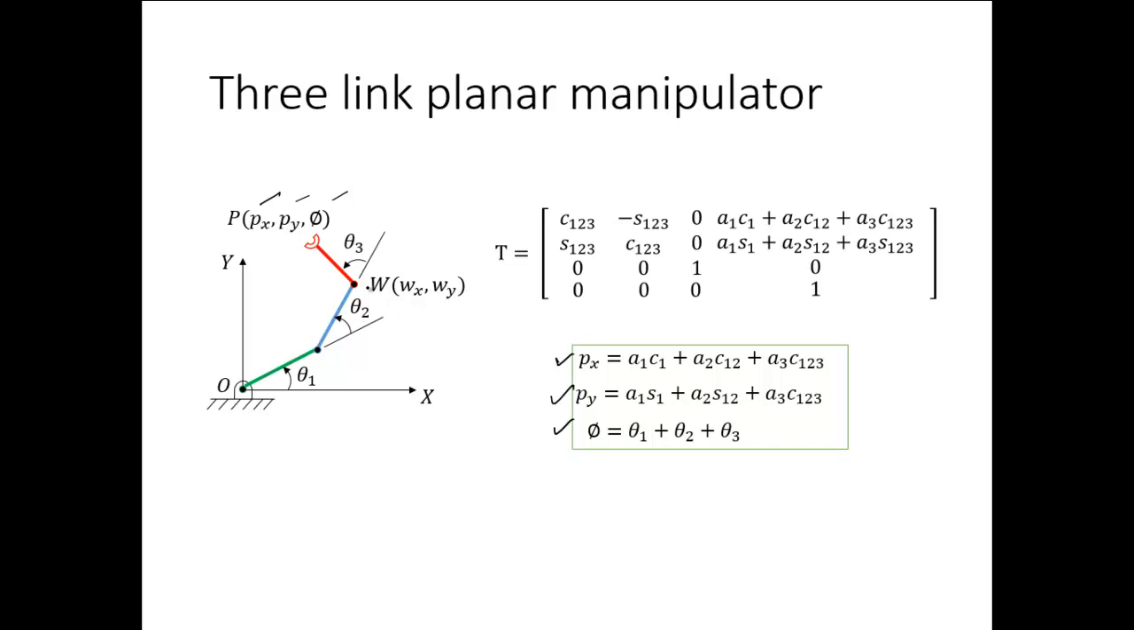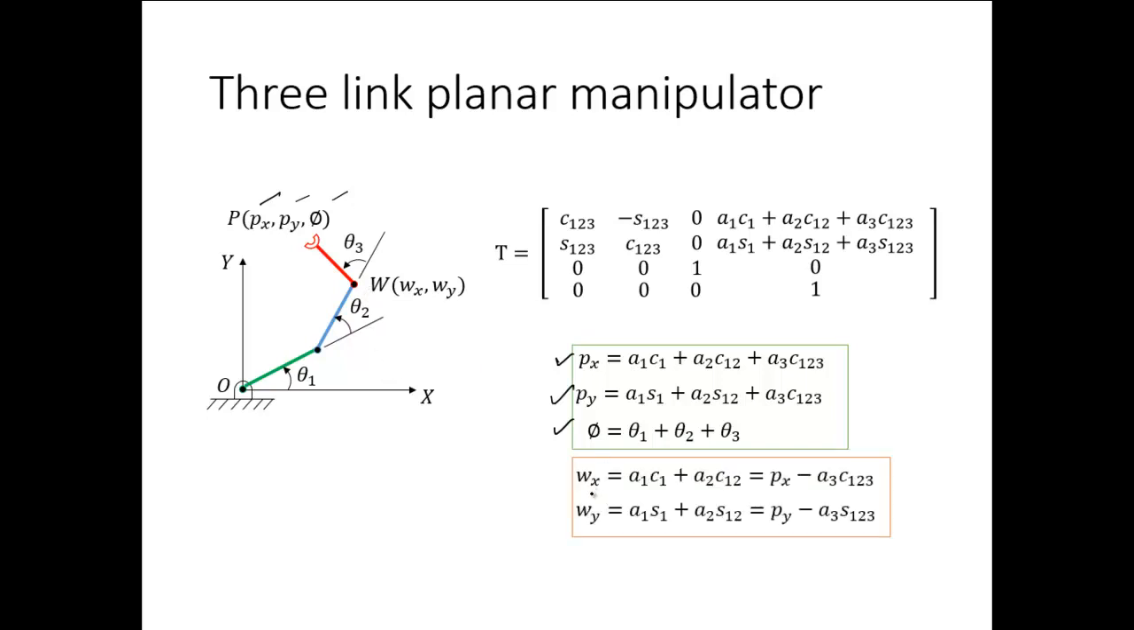Now if we look at this point carefully, we can do some manipulation in which we see that Wx is nothing but the Px and Py of the previous two-link manipulator. So the similar equations result. If we see this carefully, we have Wx equal to A1 cos theta 1 plus A2 cos (theta 1 plus theta 2). So this is nothing but Px minus A3 cos (theta 1 plus theta 2 plus theta 3).